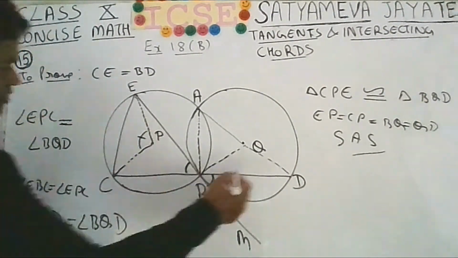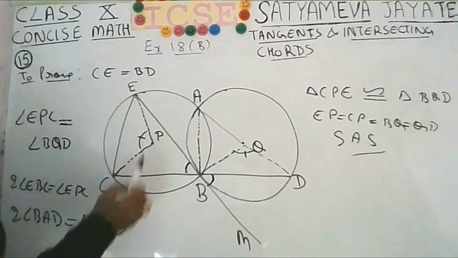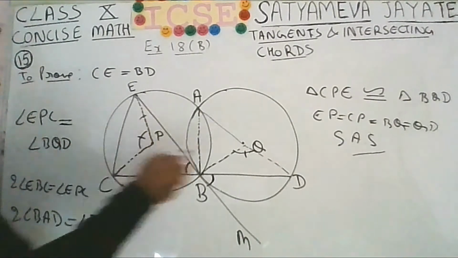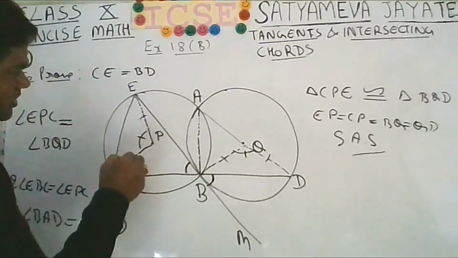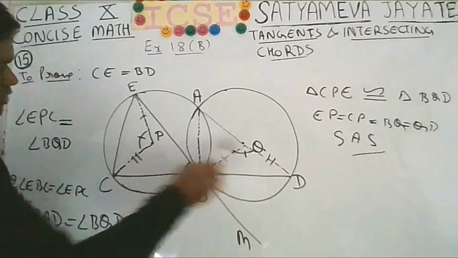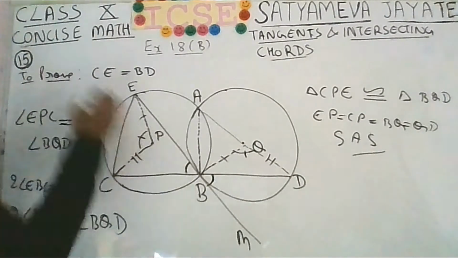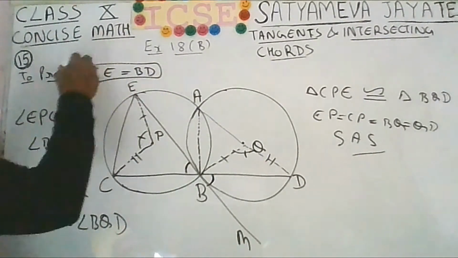If EPC is equal to angle BQD, you can easily get SAS congruency because the circles are congruent. So these sides of the triangle are equal, and also the included angle will be equal. If the two triangles are congruent, you can say that CE must be equal to BD. Like this you can do.